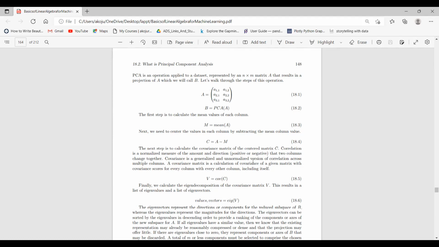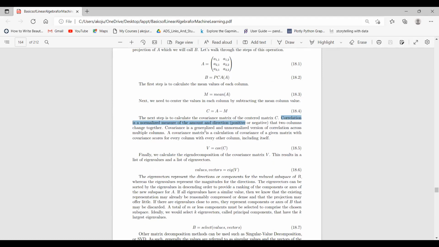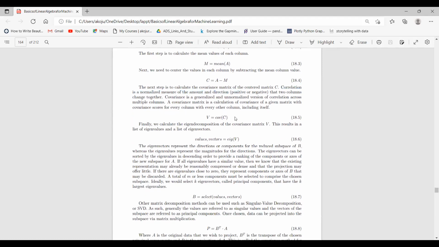Next, correlation is a normalized measure of the amount and direction, positive or negative, in which two columns change together. As we have seen, correlation can be positive, negative, or no relation. Covariance is a generalized and unnormalized version of the correlation. So V is equal to covariance of C. The covariance matrix is now represented by V.